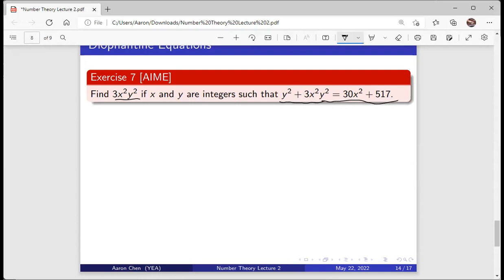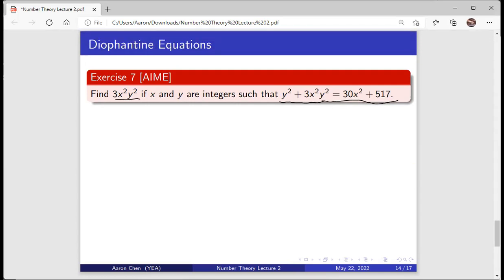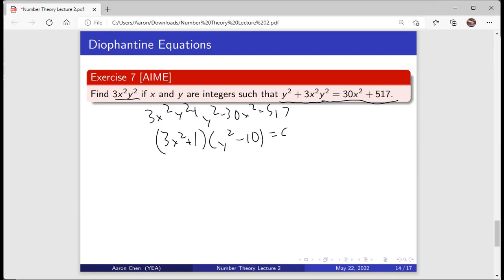We can move all the x squared y squared terms to the left side. So you get 3x squared y squared plus y squared minus 30x squared equals 517. If you factor this, you get (3x squared plus 1) times (y squared minus 10), and this is equal to 517 minus 10, which is 507, or 3 times 13 squared.